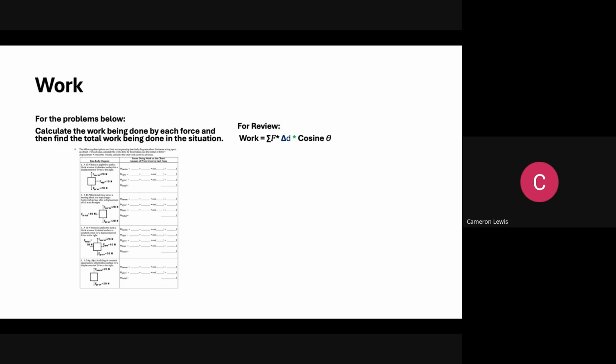So let's start looking at the first scenario, right? We've got a 10 Newton force that's being applied to a block across a frictionless surface, for a displacement of 5 meters to the right. So let's see. Now this is where we take into account the different angles, right? So we do have a force over a distance. What is the force? 20 newtons. Oh my gosh, the disappearing ink.